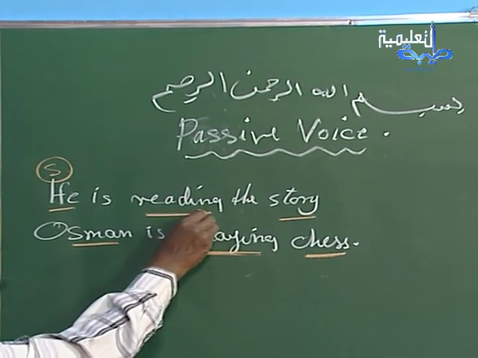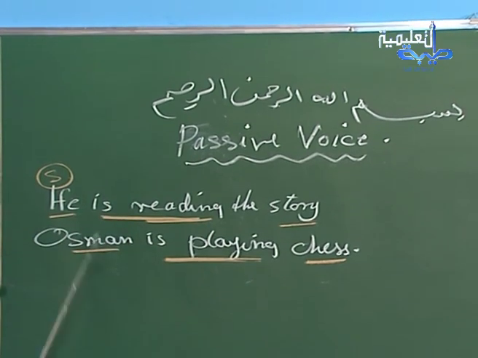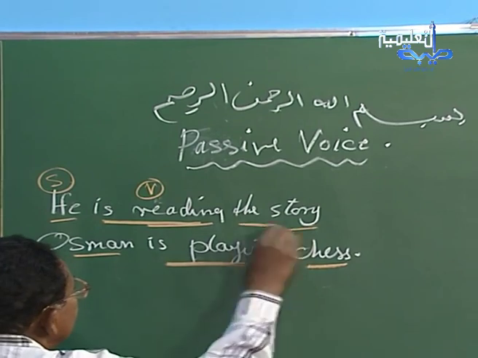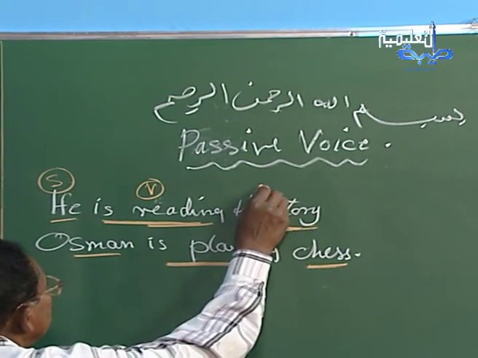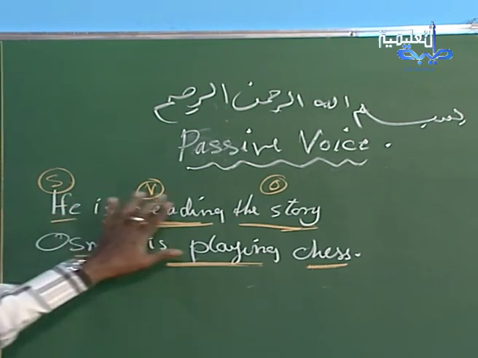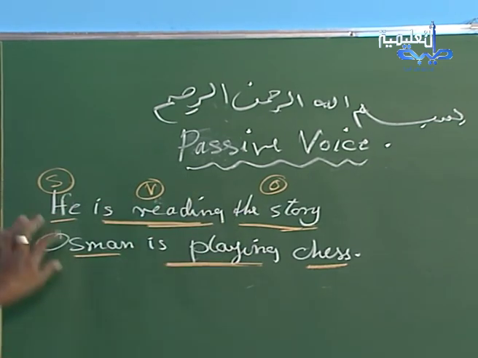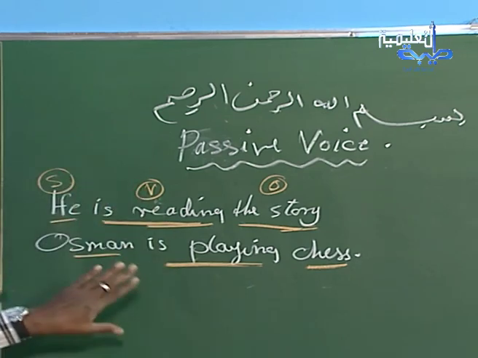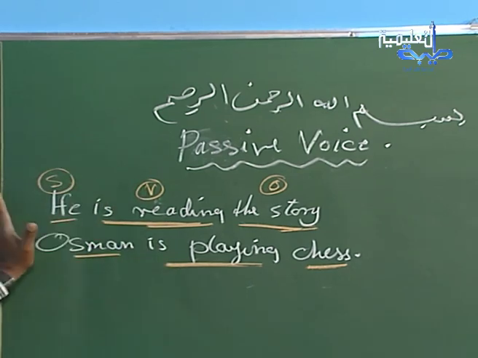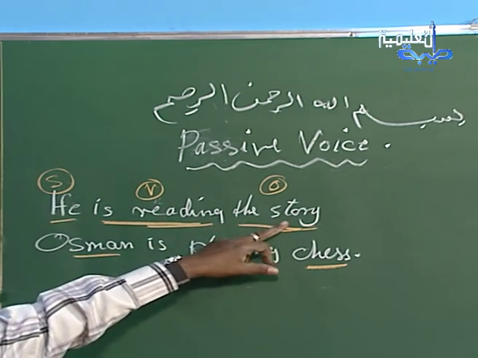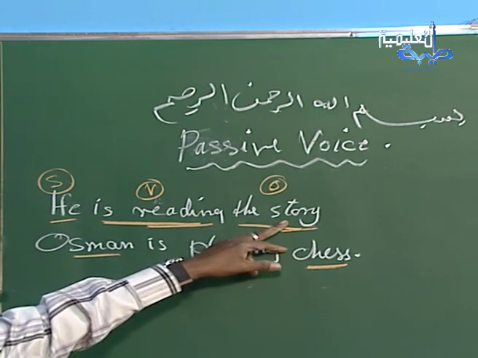Here is reading, this is present continuous, this is the verb. The story is the object. We have subject, verb, and object. This is an active sentence. In the passive sentence, we are going to take off the subject and we replace it by the object.